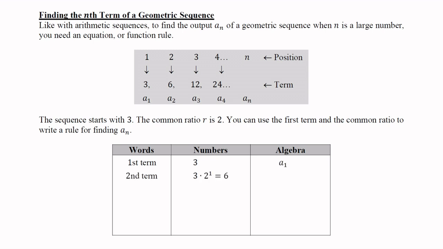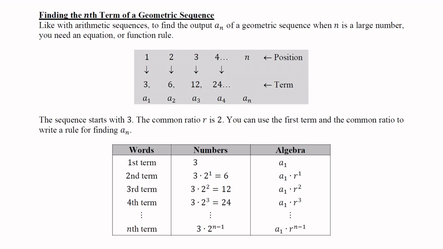The second term is 3 times 2 to the first, which equals 6, which is a sub 1 times r to the first. The third term is 3 times 2 squared, which is equal to 12. That would be a sub 1 times r squared. The fourth term would be 3 times 2 to the third, equals 24. So a sub 1 times r to the third. So our nth term would be 3 times 2 to the n minus 1, which would be a sub n times r to the n minus 1.